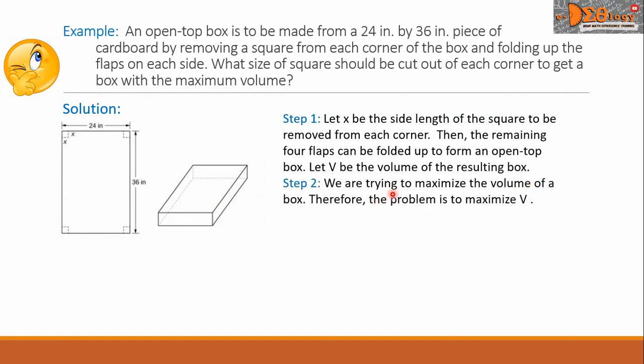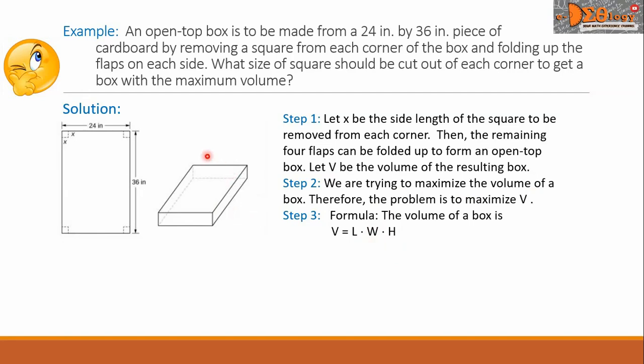Step 2. We are trying to maximize the volume of a box. Therefore, the problem is to maximize V. Step 3, let us write the formula of the volume of a box. V, or the volume, equals length times width times height.